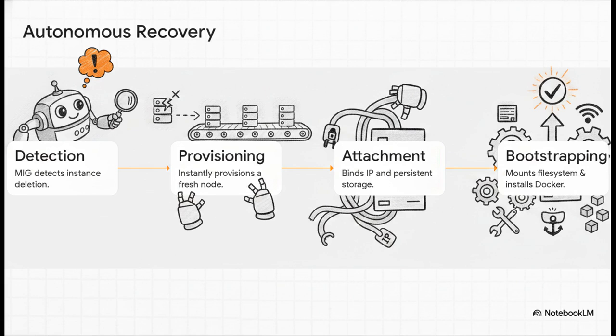Step 1, detection. The MIG literally spots the deletion of your instance. Step 2, provisioning. It instantly orders a fresh node. Step 3, stateful attachment. The MIG just knows exactly what to do. It dynamically hot plugs your regional static IP and your persistent disk straight into the new node. Step 4, bootstrapping. Your custom startup script takes over, mounts the file system, installs Docker, and restarts your microservices. And step 5, boom, your system is back online.